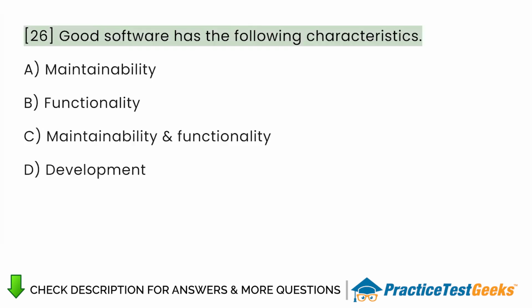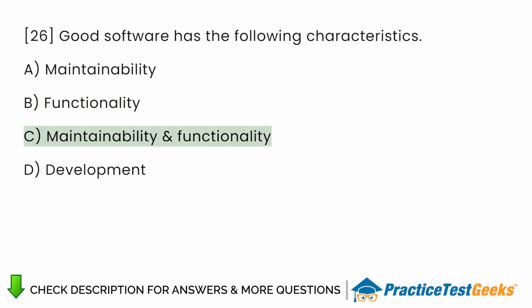Good software has the following characteristics. A. Maintainability. B. Functionality. C. Maintainability and functionality. D. Development.